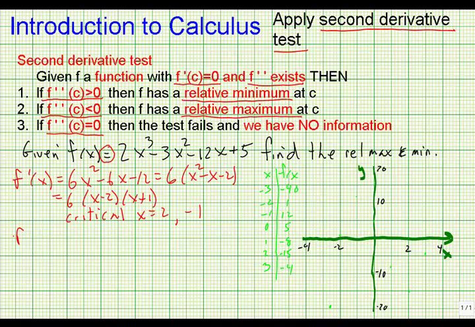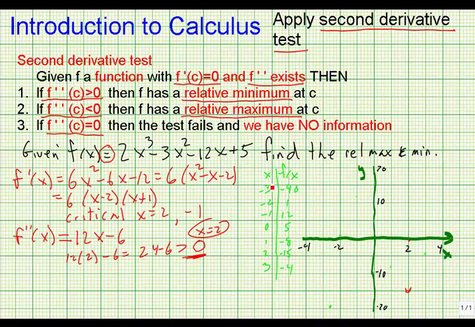Let's take those 2 points and take the second derivative and see what happens if we substitute them in. Take the second derivative here, we get 12x minus 6. So if we first put in 2, 12 times 2 minus 6 gives us 24 minus 6, which is greater than 0. Now the fact that this is greater than 0 tells us that when x equals 2, and since the second derivative is greater than 0, we're going to have a relative minimum. So at x equal 2 we have a relative minimum.